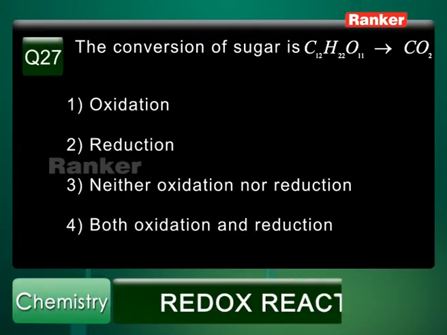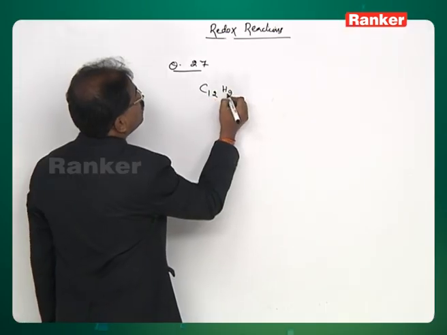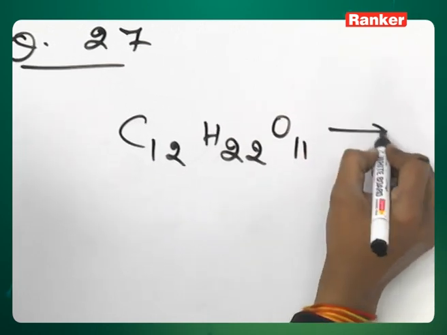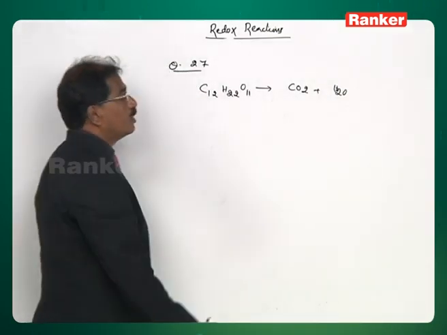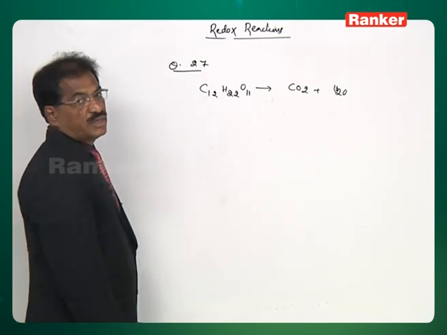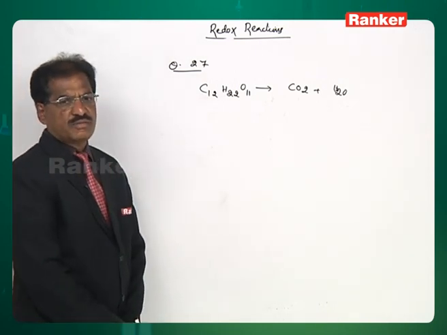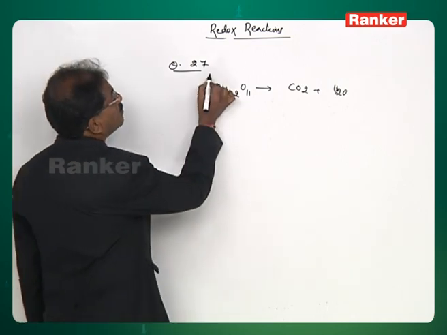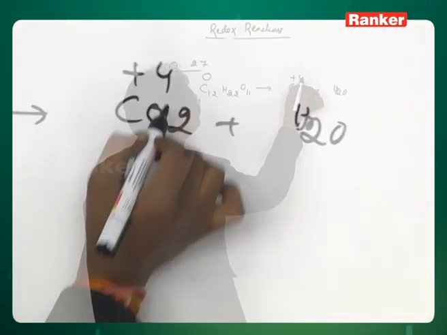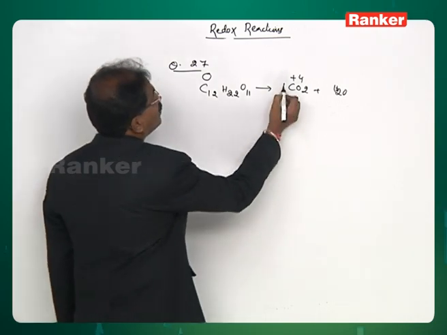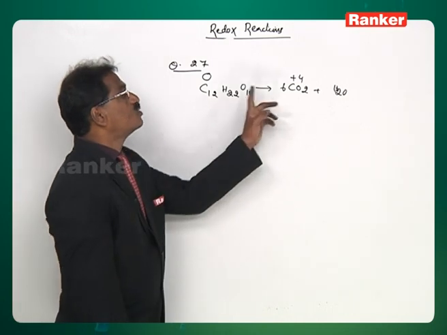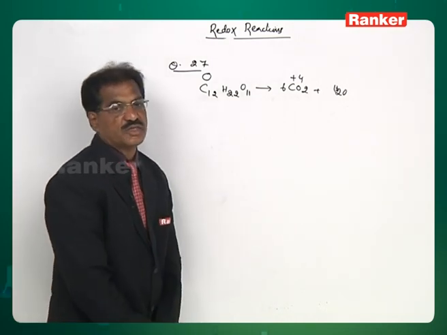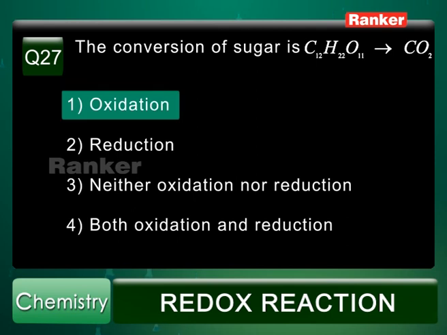Next, question number 27. Here, sucrose C12H22O11 is converting into CO2 and H2O. In this reaction, what is the change in the oxidation state of the carbon? Here the oxidation state of the carbon is 0, here +4. That means every carbon is undergoing oxidation. Therefore, whenever sucrose converts into CO2, that is an example of oxidation. Hence, option 1 is correct.